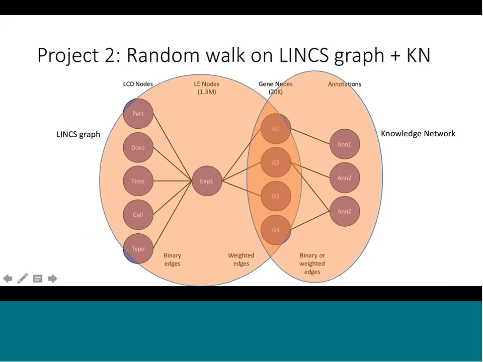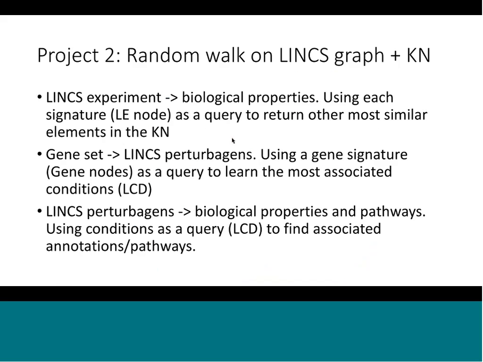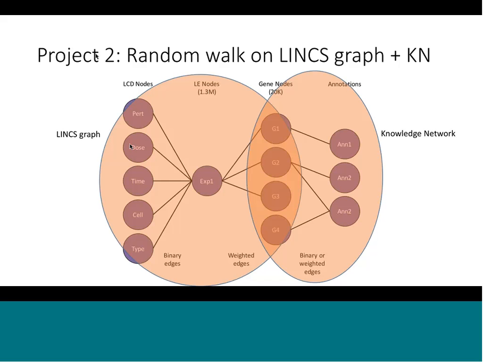So a LINCS condition descriptor could be a drug, for instance, that is found to connect to multiple genes here through multiple experiments. So it's aggregating multiple LINCS experiments, taking you from a gene set to a perturbagen. And the third example is you start with the LINCS perturbagen and go all the way across two intervening layers. You go through all the LINCS experiments and all the gene nodes connected to those LINCS experiments, to annotations that are connected to those gene nodes. So it's two layers of indirection.